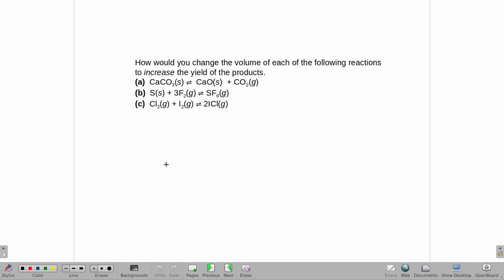So let's think about this. We want to get the most products. So products over here. We want to change the volume to get more products. You see how on A, the only gas molecules are products. So to get more products, we would need to increase the volume so we could favor the side with more moles of gas.